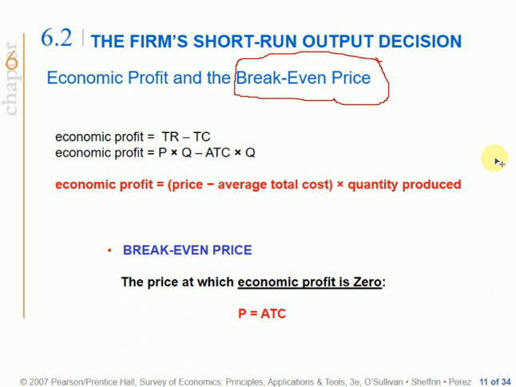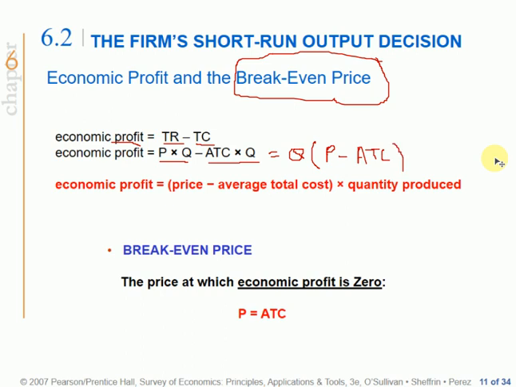We know that the economic profit is equal to total revenue minus total cost. Total revenue is equal to P times Q, and total cost is equal to the average total cost times Q. So economic profit is equal to price minus average total cost times the quantity produced. This is equal to Q times (P minus ATC).